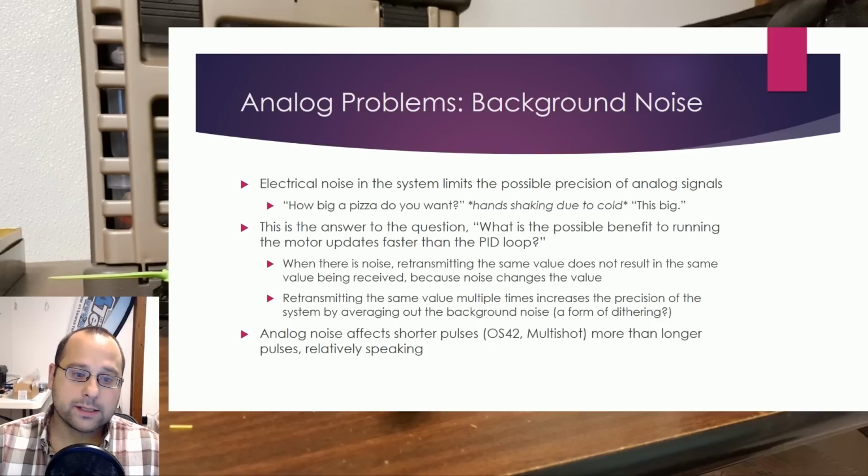Analog noise like this affects shorter pulses like OneShot42 and Multishot more than longer pulses, relatively speaking. The reason is that if you slice off half a microsecond from the end of the pulse, and it's a 5 microsecond pulse, that's a pretty big chunk of the pulse. Whereas if it's a 2,000 microsecond pulse, that's not much at all.